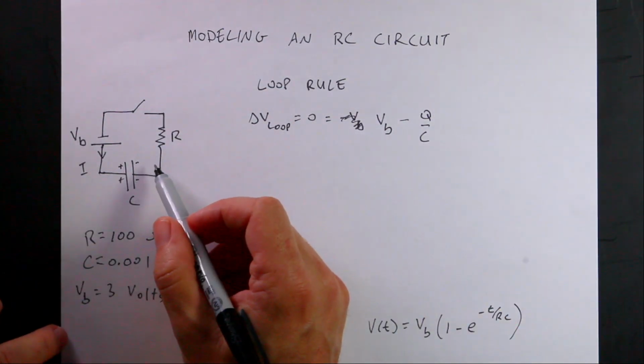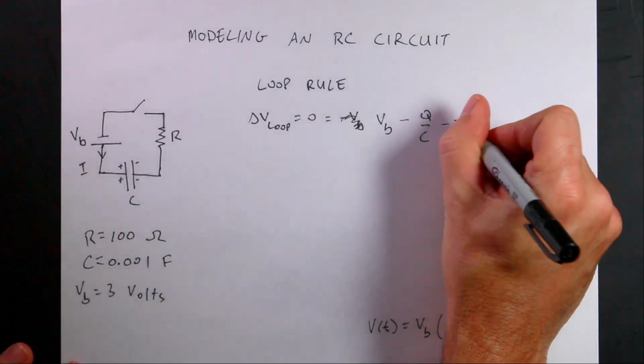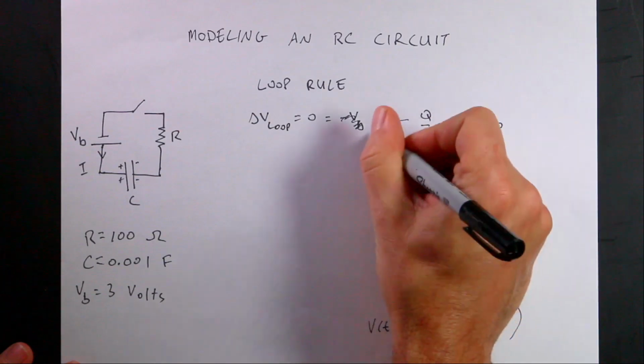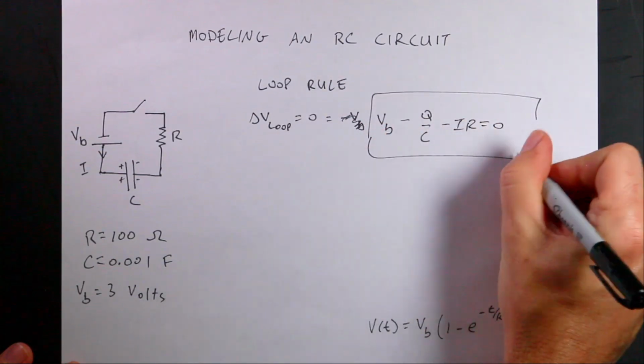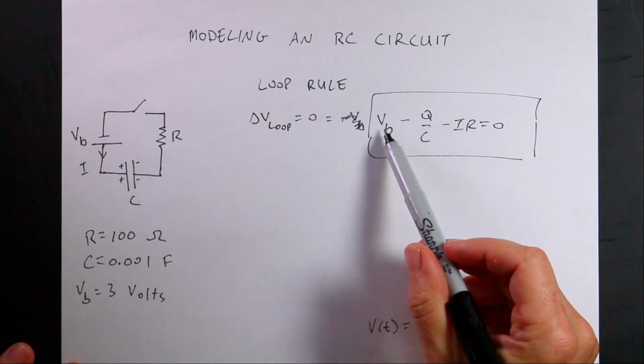And then finally, I'm going in the same direction as the electric current. I'm going to cross the resistor, so I get minus IR equals 0. So this is the equation that we want to solve. And the thing here is that VB is constant. That's the battery voltage.